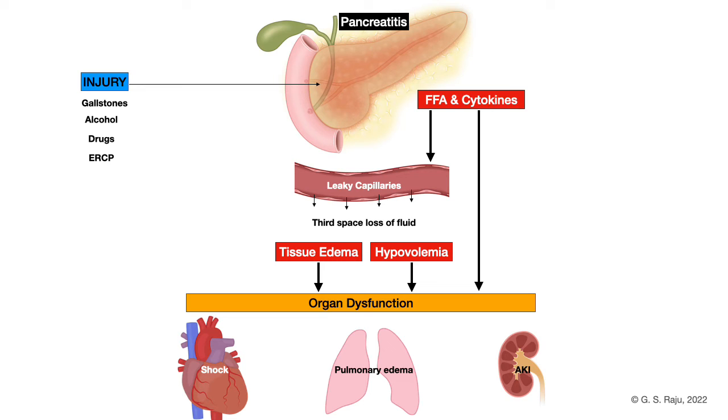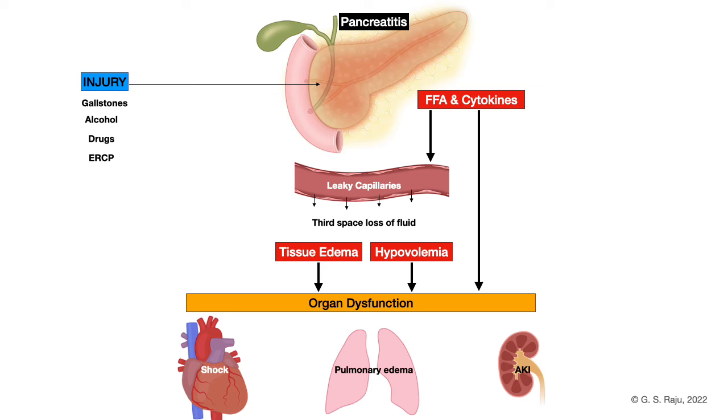Patients with acute pancreatitis that have organ dysfunction tend to do poorly if the organ dysfunction does not reverse back to normal within the first 48 hours. Ongoing organ dysfunction is a bad prognostic sign in patients with acute pancreatitis. It is an indicator of the severity of pancreatitis.